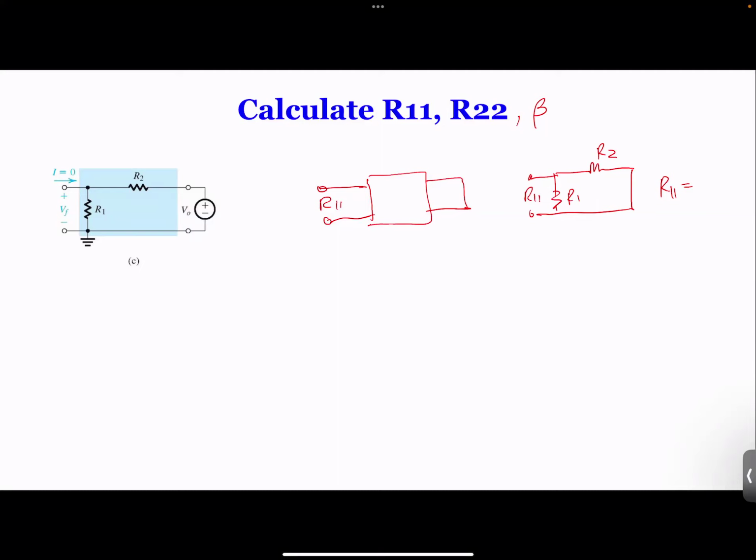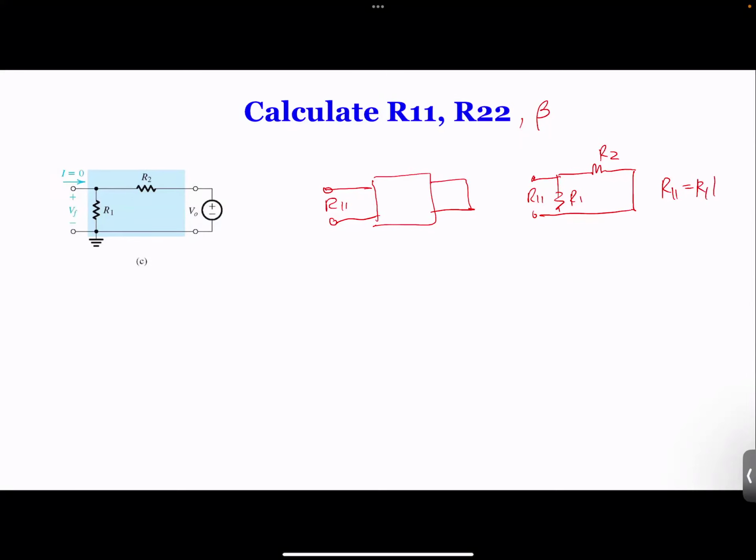You see two resistances, right? R1, R2. How are they connected? Are they in parallel or are they in series? You look from left to right. The two resistances, how are they connected? They're in parallel, right? So R1 and R2 are in parallel.